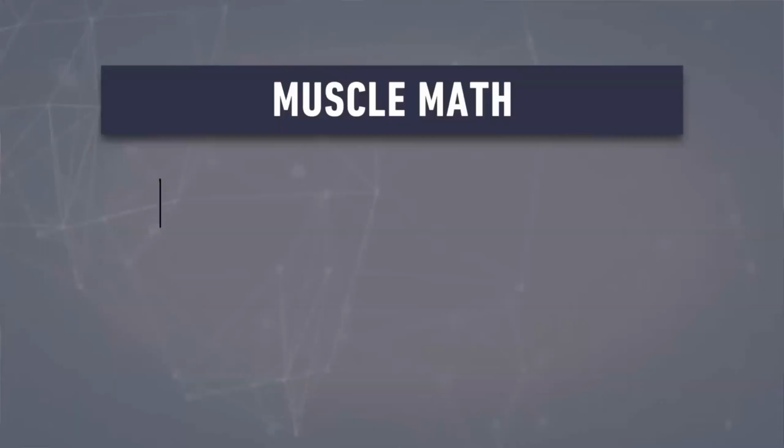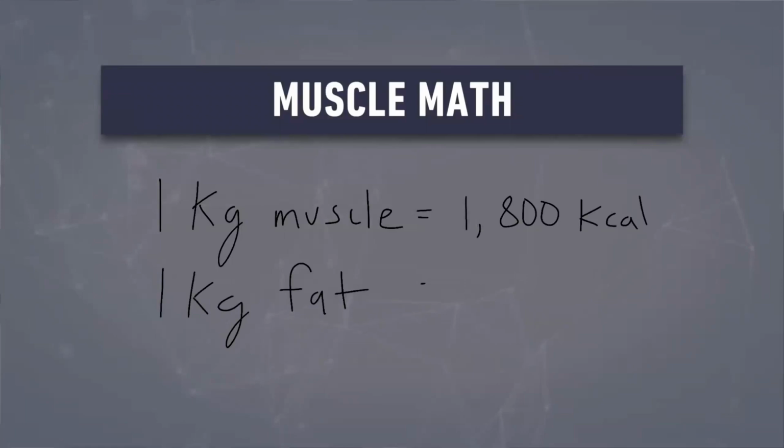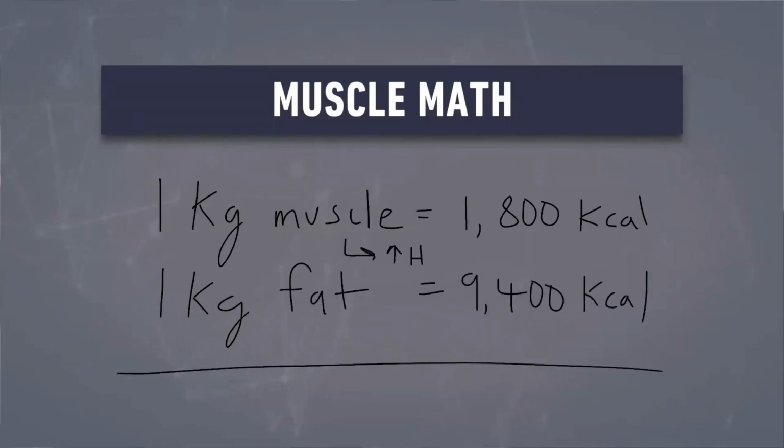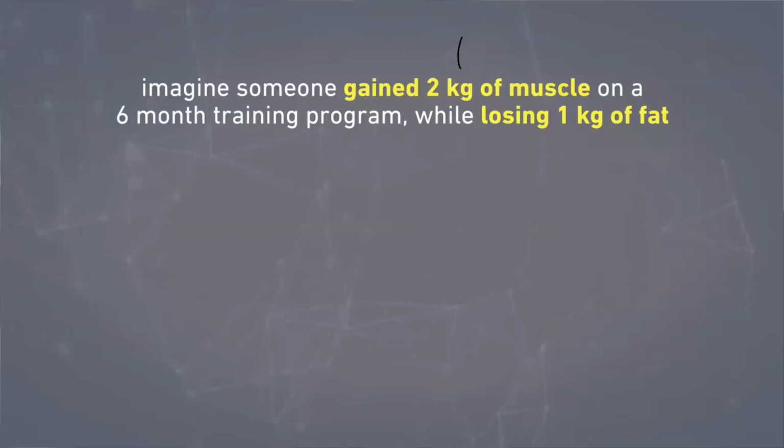Now, another way to think about this is by using the actual math. So 1 kilogram, or about 2.2 pounds of muscle, contains 1,800 calories, while 1 kilogram of fat has 9,400 calories. Because muscle is mostly made up of water, it has much less stored energy than fat does. So let's just imagine someone gained 2 kilograms, so about 4.4 pounds of muscle, across a 6-month training program while losing 1 kilogram of fat. Something totally reasonable for someone in their first couple years of intelligent training.